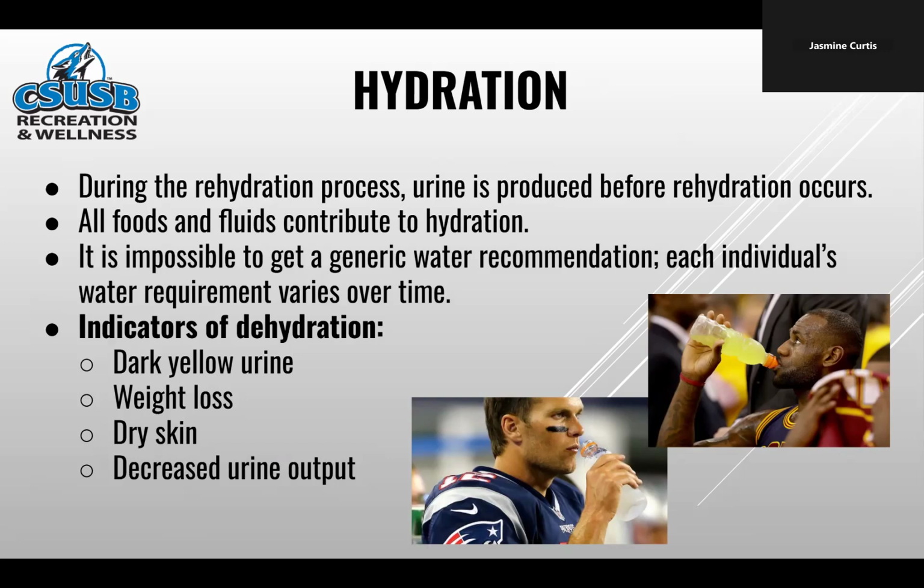and it's important to get a generic water recommendation, but remind yourself that each individual's water requirement varies over time. So indicators that someone is dehydrated are, again, that dark yellow urine, they're losing weight, they have dry skin, and it's becoming a challenge for them to go to the bathroom. So eventually they're going to have decreased urine output because they're trying to maintain that hydration.